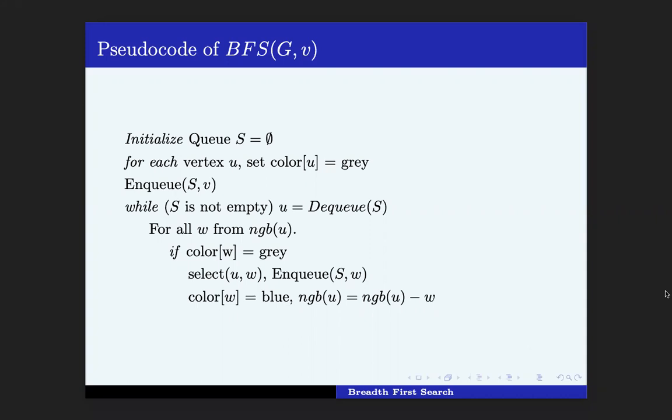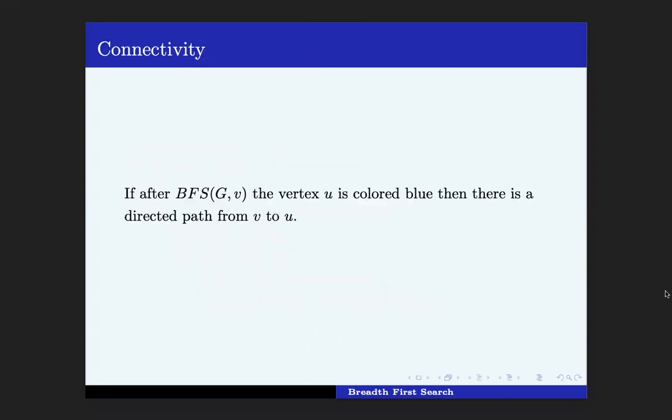Okay, good. If you have understood this one, I think the rest of whatever is there today is very simple. So this is something that was there. Basically, you can check connectivity with it. If at the end of the day you start from V and you end up coloring U blue as well, then you know that there is a path from V to U. There is nothing special about BFS as such. DFS also has the same thing. You can check the connectivity.